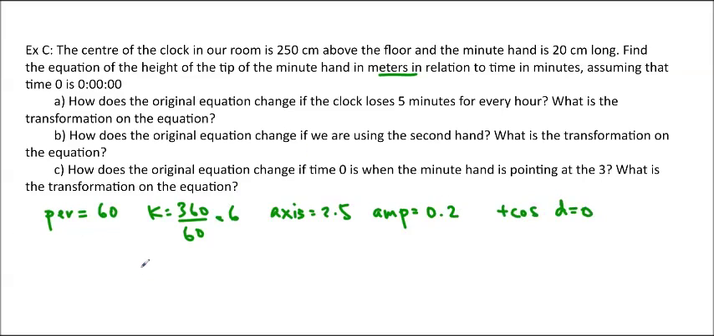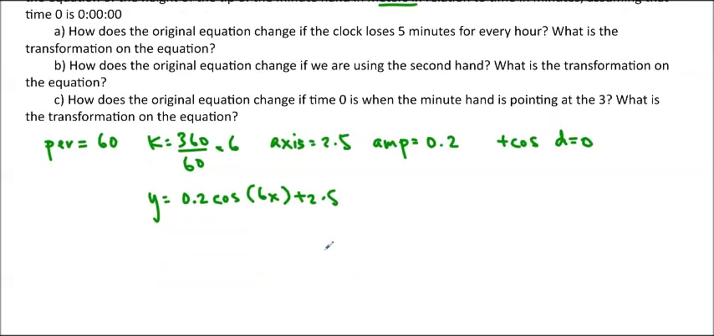Okay, so I can just take all of these things and put them into my equation. y is equal to 0.2 cos 6x plus 2.5. Okay, so that's the answer for the question.